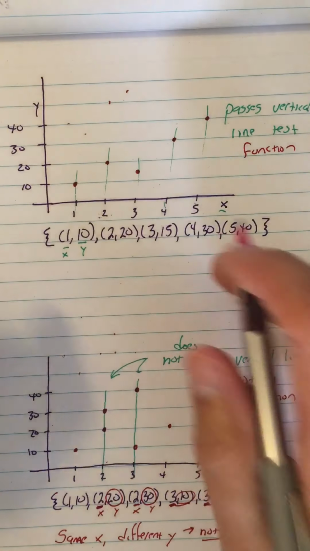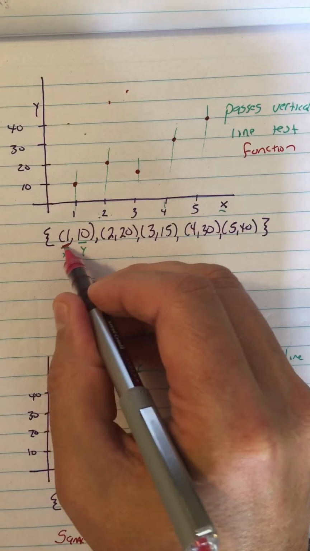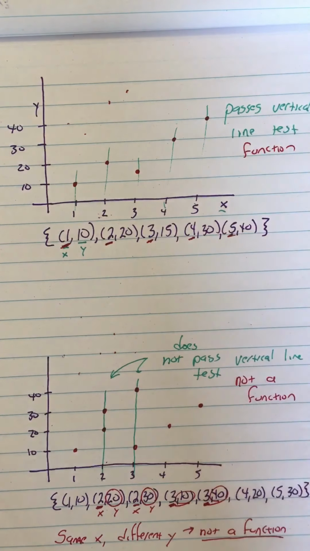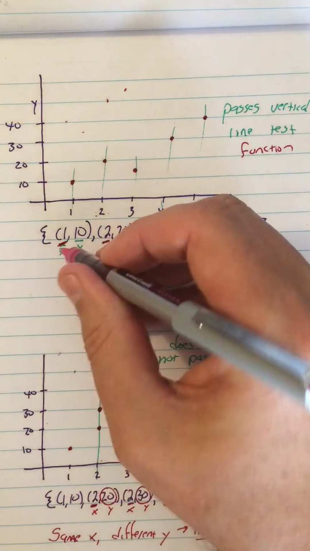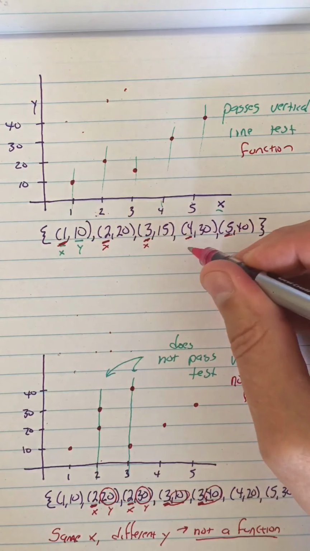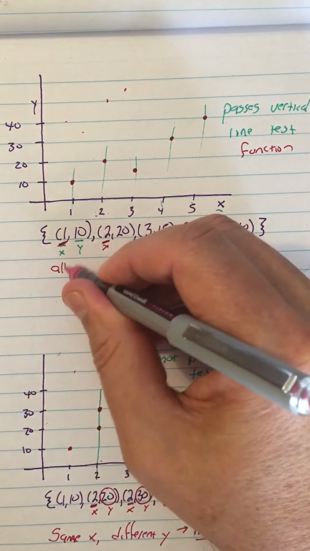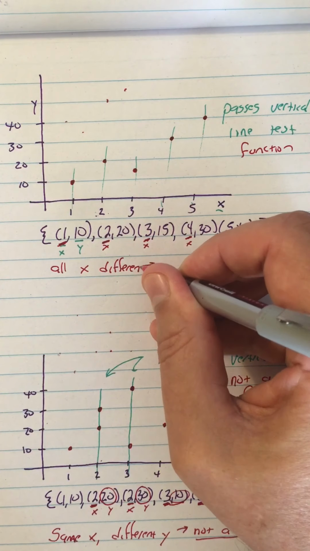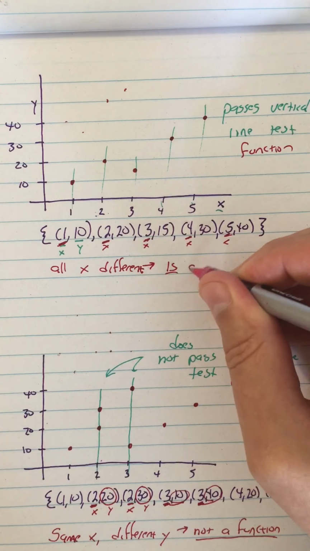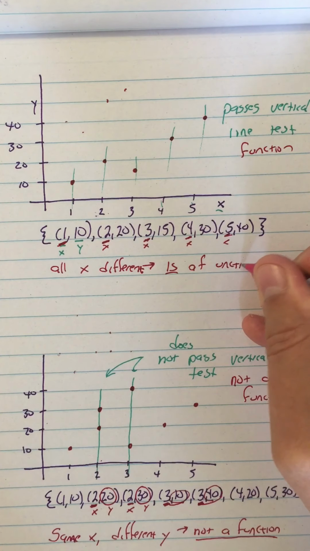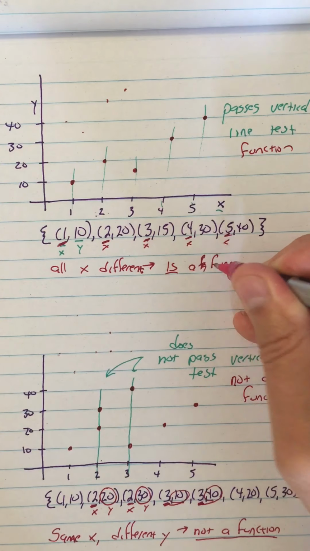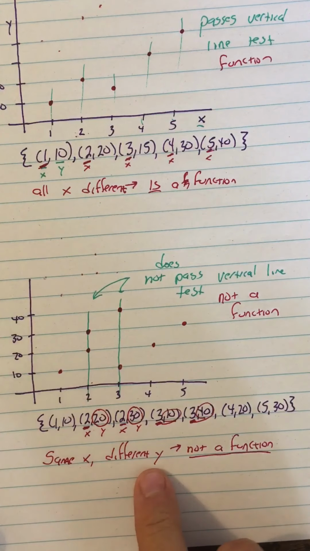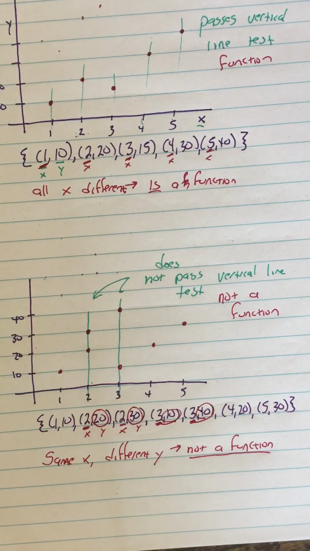All right, when we look up here, we see the x is 1, the x is 2, the x is 3, the x is 4, the x is 5. All the x's are different. Therefore, it is a function. If all the x's are different, it is a function. And if you have the same x with different y, then it's not a function.